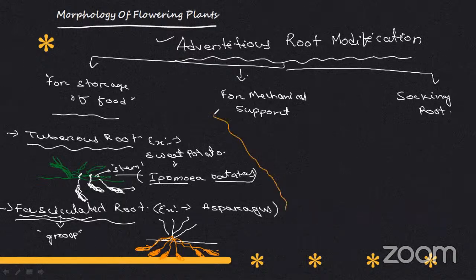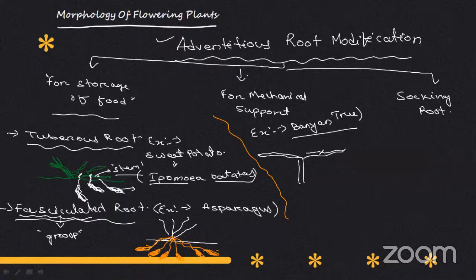Then if it is for mechanical support, one example is your banyan tree. In the banyan tree, the root develops from the branches, and this is your root. It gives mechanical strength to the banyan tree. This kind of root which gives mechanical strength is called your prop root.